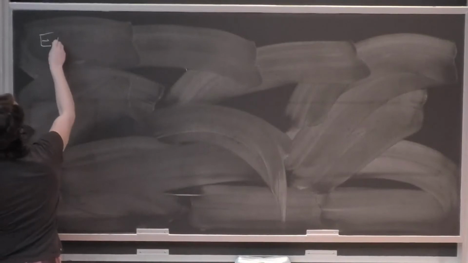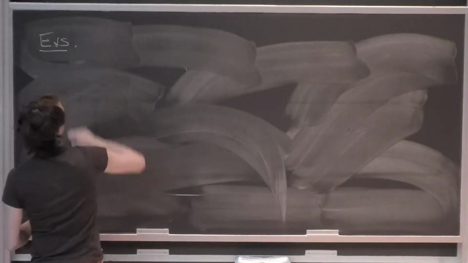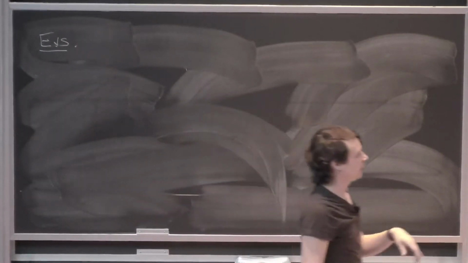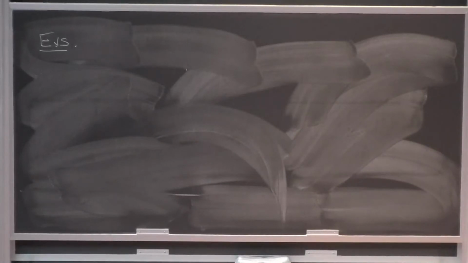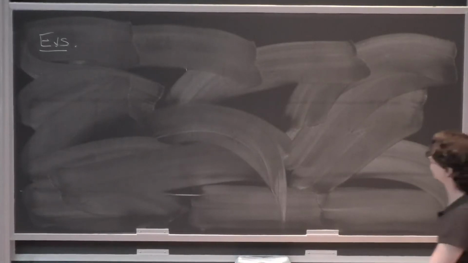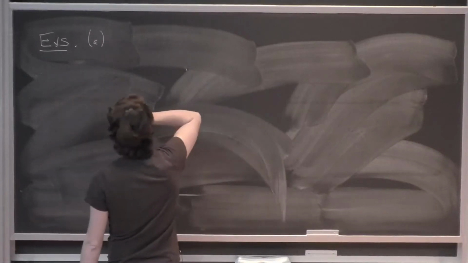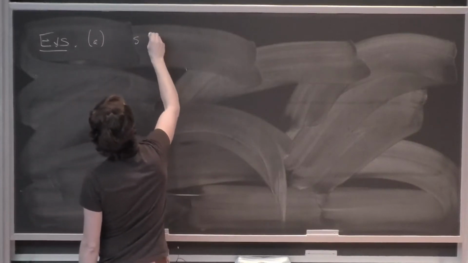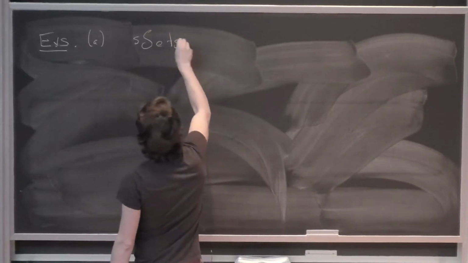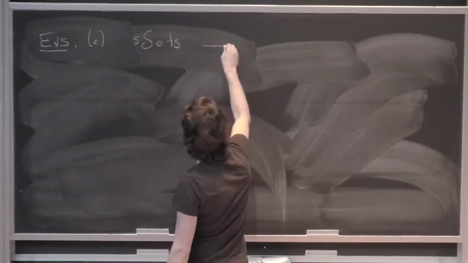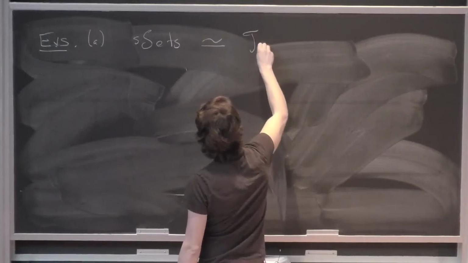So let me give examples of three simplicial categories here. So the first one, and this is really where this comes from, it turns out that simplicial sets is equivalent to the category of topological spaces.